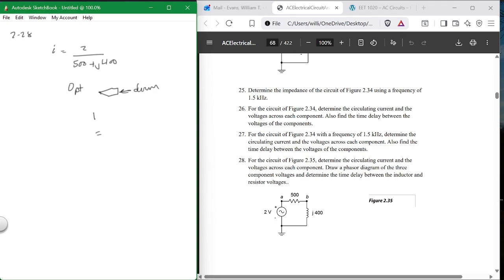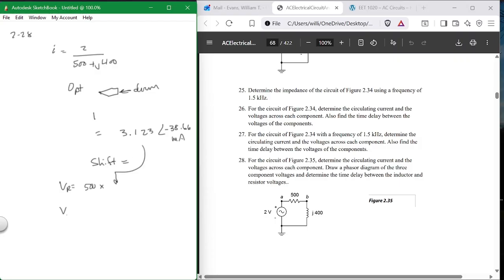And then it gives you a number. It gives this number straight out. Sometimes you have to hit shift equals as well. But right now we've got 3.123 at an angle of minus 38.66 milliamps. So we've got our current, right? Everybody agree with that? Now, what is our voltage across the 500? V of the resistor is equal to 500 times that.